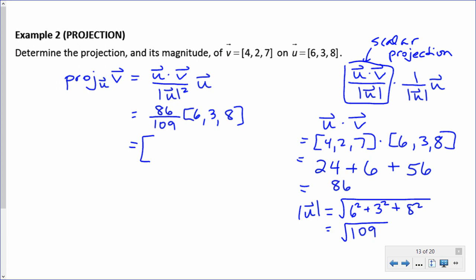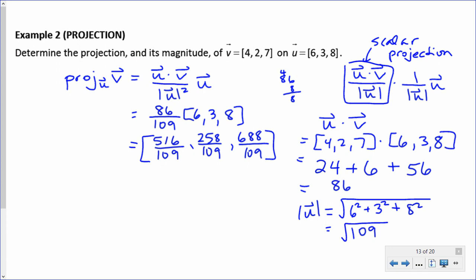So we're going to have 86 times 6. Need some help, guys. I was going to go run and get my calculator. 516. 86 times 6 is 516. 3 times 86, 258. And 8 times 86, it's 688. Okay. Yay, vector projection found.